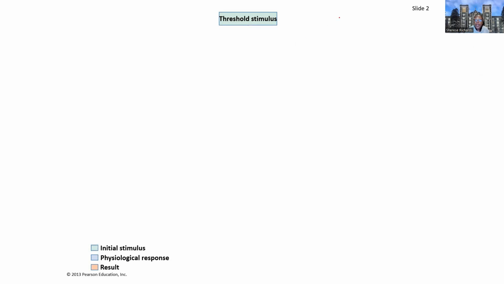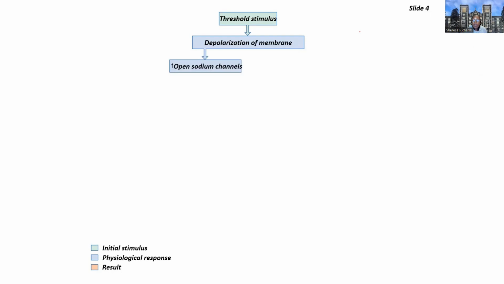So let's begin with our threshold stimulus. This is one that gets to negative 55. This is going to depolarize the membrane by way of opening up our voltage-gated sodium channels. This results in an increase in the membrane's permeability to sodium, which means that sodium can rush into the neuron.